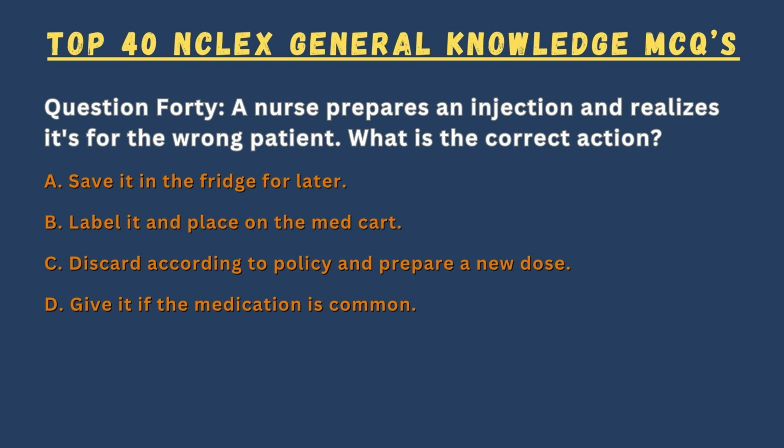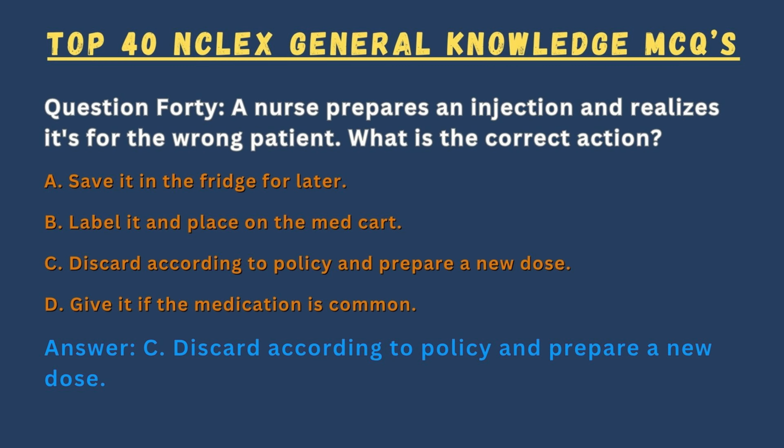Question 40. A nurse prepares an injection and realizes it's for the wrong patient. What is the correct action? A. Save it in the fridge for later. B. Label it and place on the med cart. C. Discard according to policy and prepare a new dose. D. Give it if the medication is common. Answer: C. Discard according to policy and prepare a new dose.